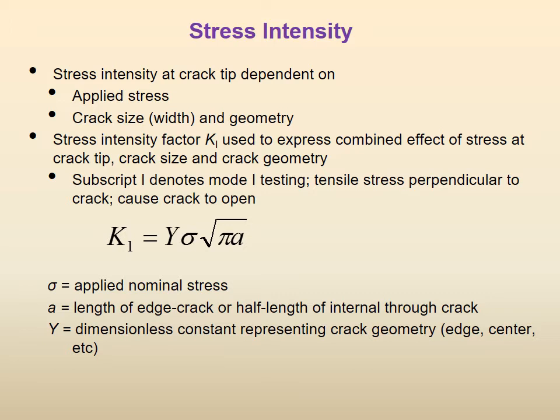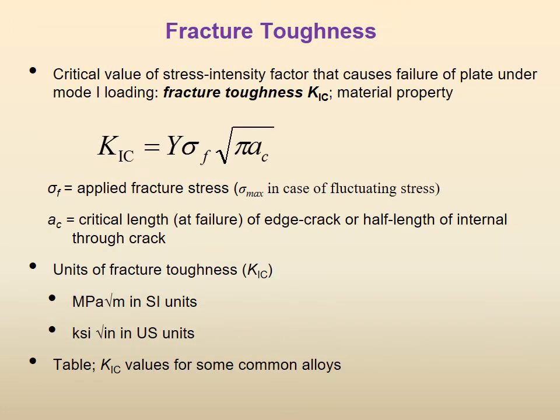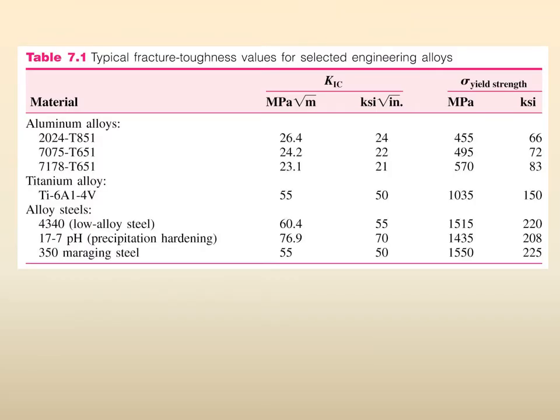Stress intensity, how is it defined? A stress intensity factor in terms of the geometry factor, the applied stress, and the flaw size or the crack size. The material property called fracture toughness, which is a critical value of the stress intensity K1C. Material properties of fracture toughness and yield strength for some standard engineering materials.